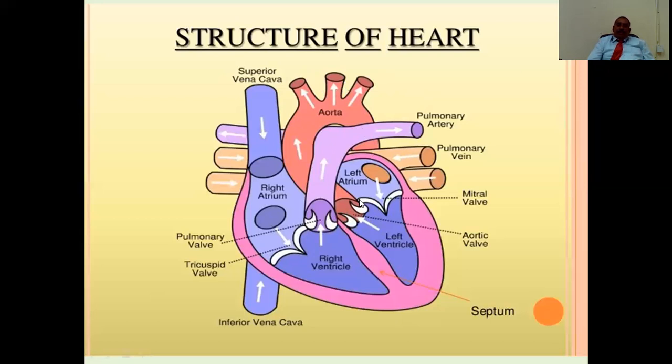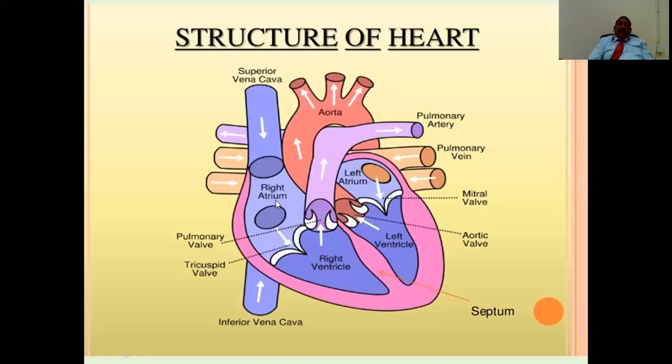But the first branch that comes out of the aorta is called the coronary artery. So that coronary artery is the artery which supplies blood to the heart. You would have come across the word heart attack, no? So heart attack means this coronary artery will get blocked. That condition is called heart attack. And the first blood vessel which is given out from the aorta is the coronary artery.